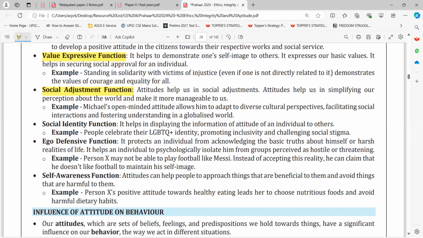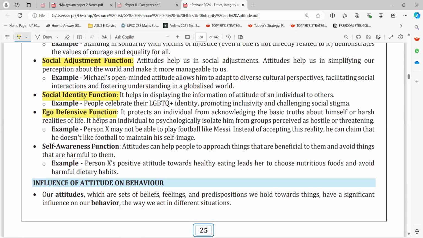Social identity function. It helps in displaying the information of attitude of an individual to others. Example, people celebrate their LGBTQ plus identity, promoting inclusivity and challenging social stigma. Next is ego defensive function. It protects an individual from acknowledging the basic truths about himself or harsh realities of life. It helps an individual to psychologically isolate himself from groups perceived as hostile or threatening.